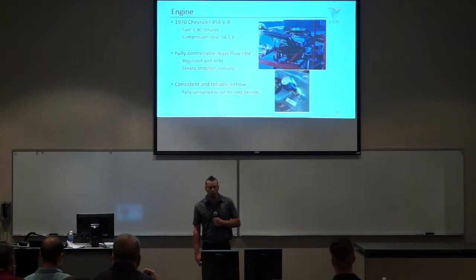So the first part of the air source is the engine. It's a 1970 Chevy 454. It runs off E85 ethanol and has 14.5 to 1 compression. It has a ton of power, plenty to spool up the compressor. The main reason we chose an engine like this was for fully controllable mass flow rate. We can adjust that just by regulating the RPM.